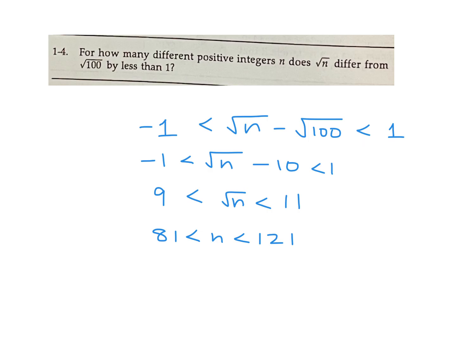And what are they saying? How many? Okay, so we've got to figure out all the positive integers. So that means n is either 82, 83, and so on, all the way up to 120. And that, I believe, would be in total 39. 39 numbers. So 39 is the answer.